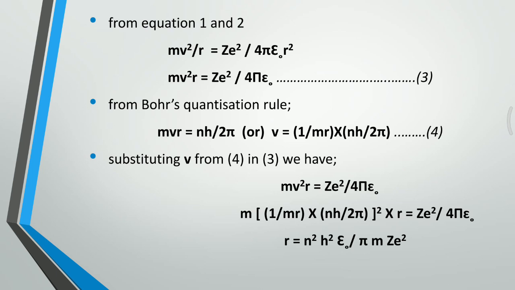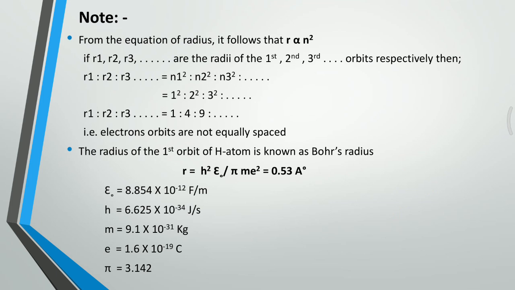On simplification, the value of r is equal to n²h²ε₀/πmZe². In other words, r = ε₀n²h²/πmZe², which is an expression for the radius of the stationary orbit of an electron. From this expression, it is very clear that the radius is directly proportional to n².